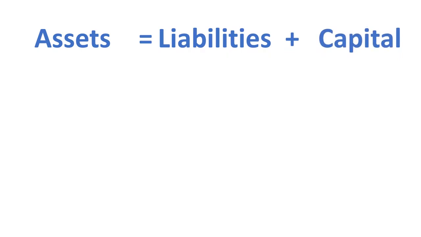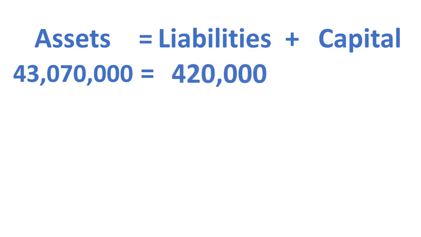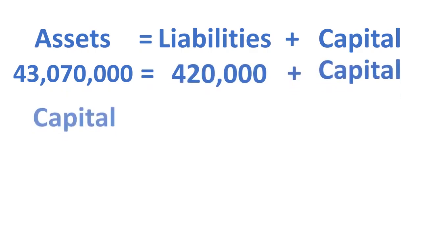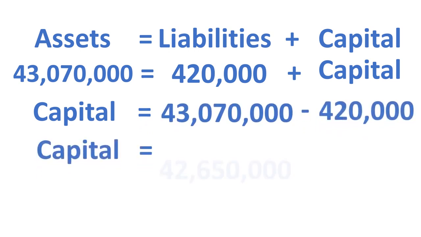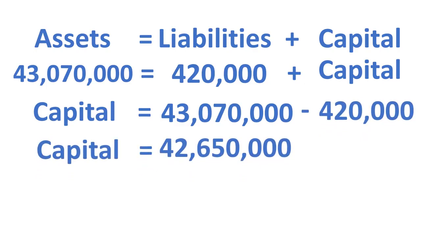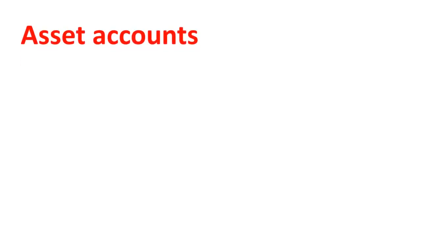We've already seen that the total assets are 43,070,000, the total liabilities are 420,000, then plus capital, which we do not know. So we go ahead and find capital by making capital the subject of the formula. It means capital is equal to 43,070,000 minus 420,000, and we shall end up with a value of capital of 42,650,000. After finding our value of capital, we then go ahead and start making our analysis.